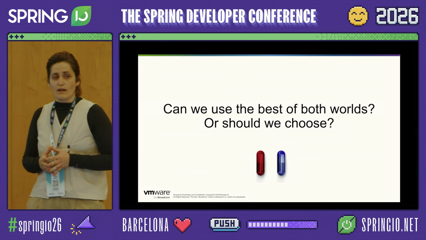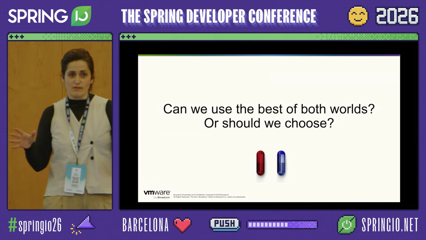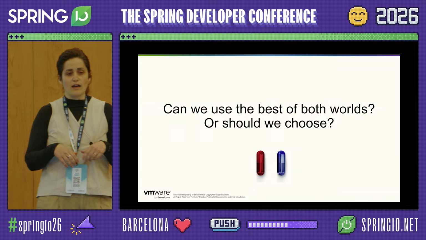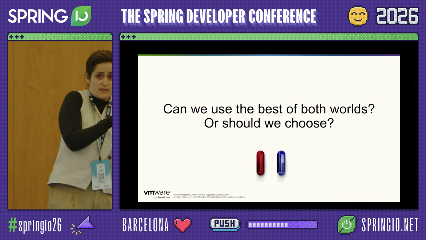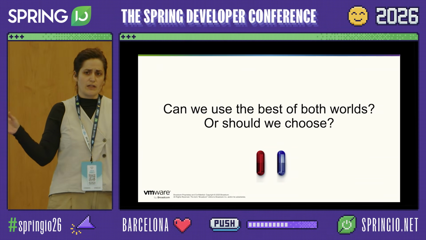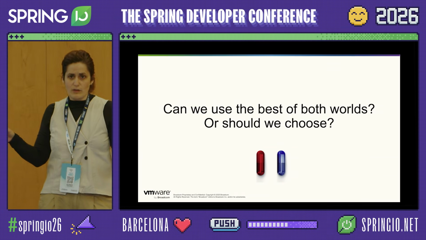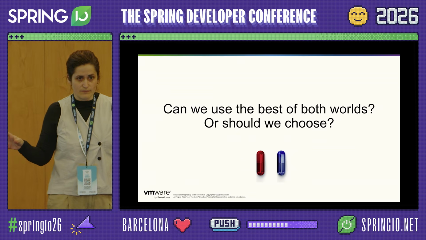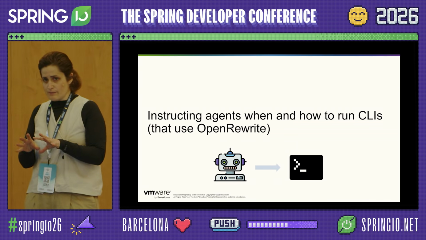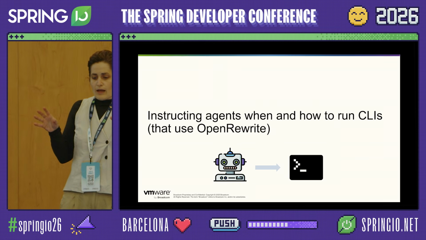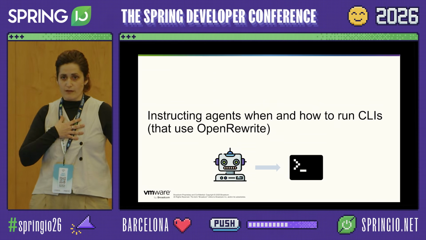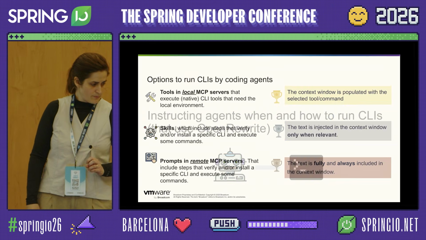So usually there is this question, and we have had this question internally as well, right? Should we use coding agents versus OpenRewrite, or should we combine them? And if we need to combine them, how do they look? What is the best strategy to combine them? We have decided to combine them. And we are going to see what is the best way that we have found at Broadcom.